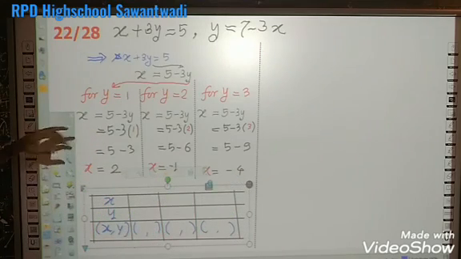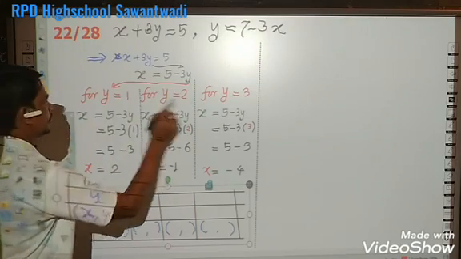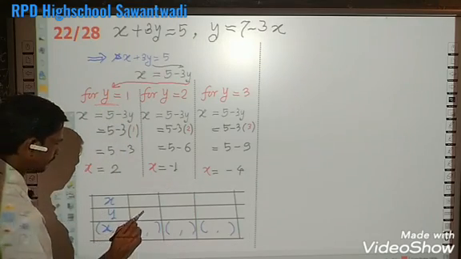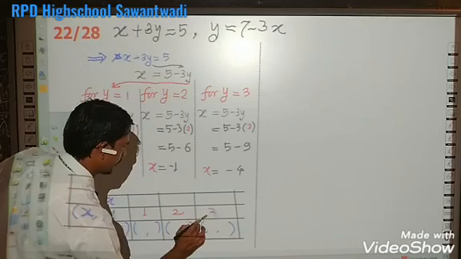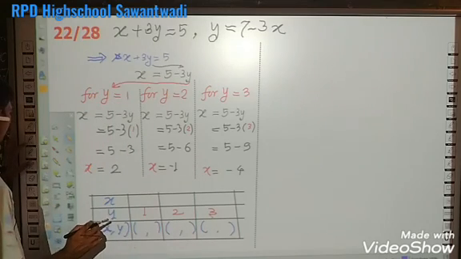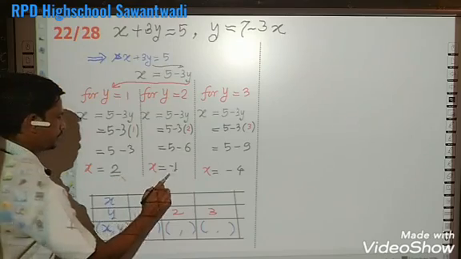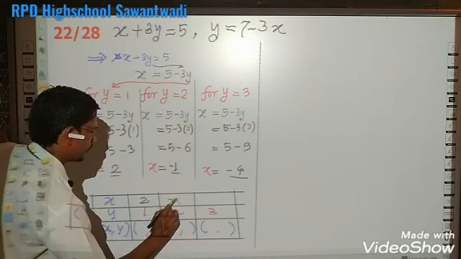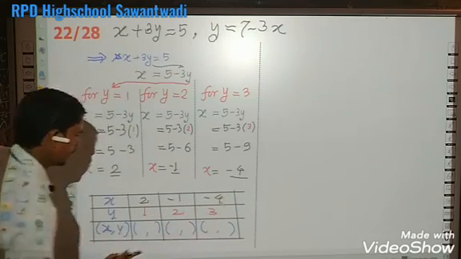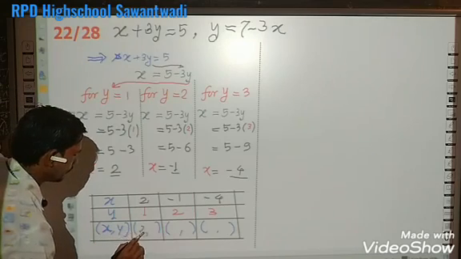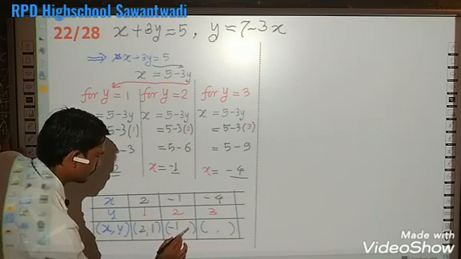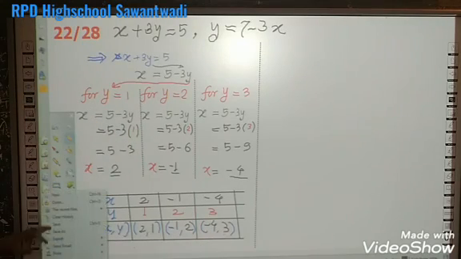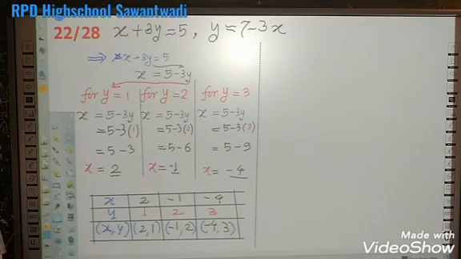What are the values here? Here the values are 1, 2, 3, but remember, these are values of y. Therefore, this 1, 2, 3, I will write here 1, 2, 3. And which value did I receive here? I received the value of x, that is 2, negative 1 and negative 4. So what I will get here is 2 comma 1, negative 1 comma 2, and negative 4 comma 3. Is that clear? Yes, you can note this down.